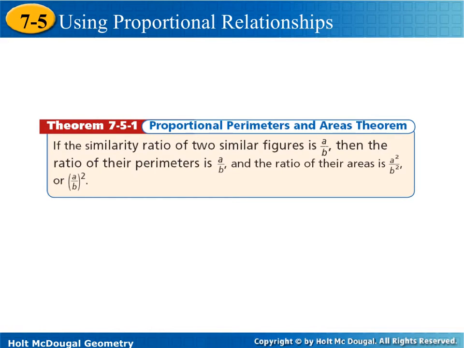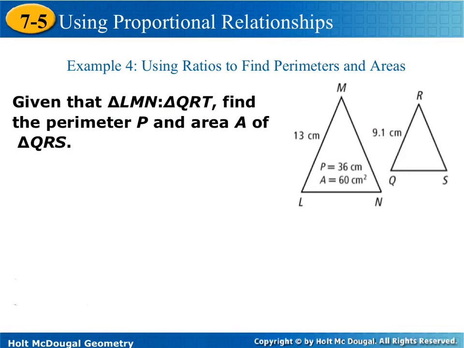So if the similarity ratio of two similar triangles is A over B, then the ratio of their perimeters is going to be the same, A over B, and the ratio of their areas is A squared over B squared, or A over B squared. We're going to do some examples.